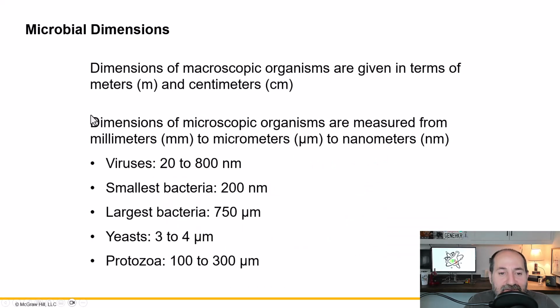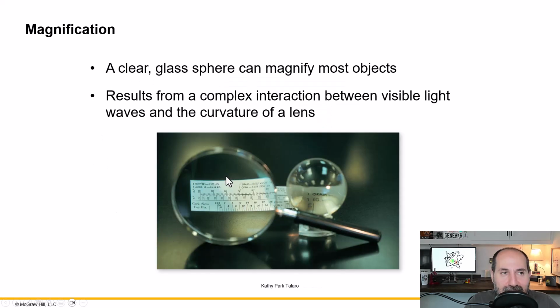Now, remember this, we need to know the metrics, the scale of these organisms. The larger organisms are going to be your eukaryotic organisms, such as protozoa and yeast, followed by bacteria, followed by viruses. Remember, viruses are not alive, and they are so small that you cannot see them with the light microscope typically. You should know the term magnification.